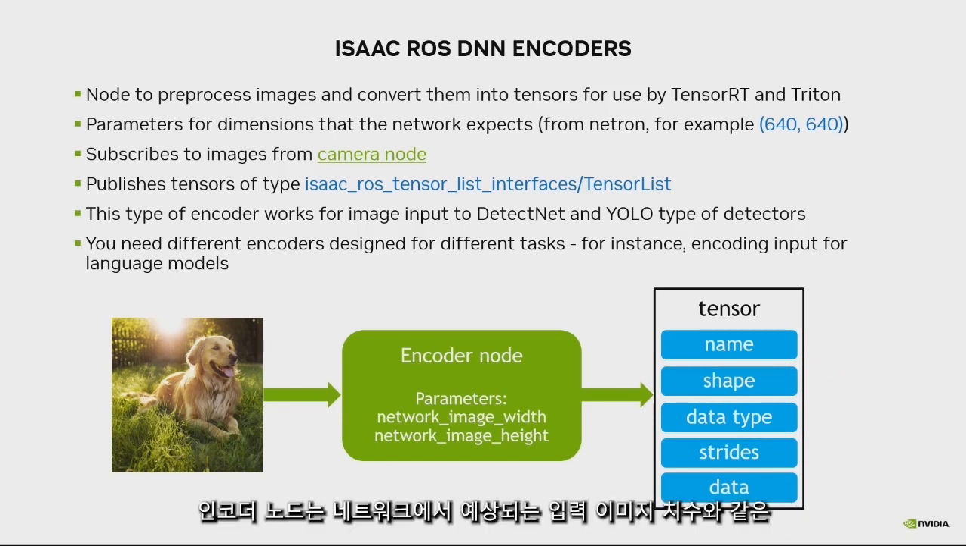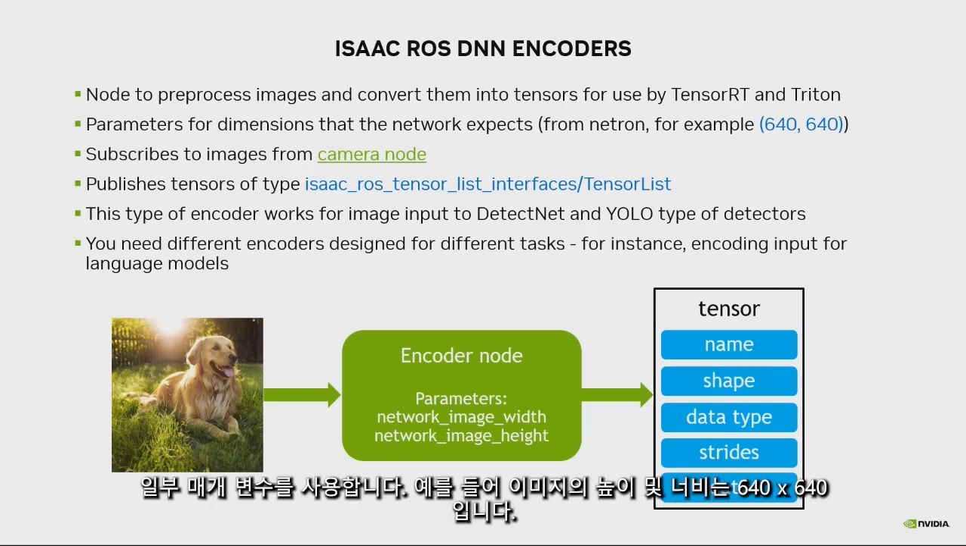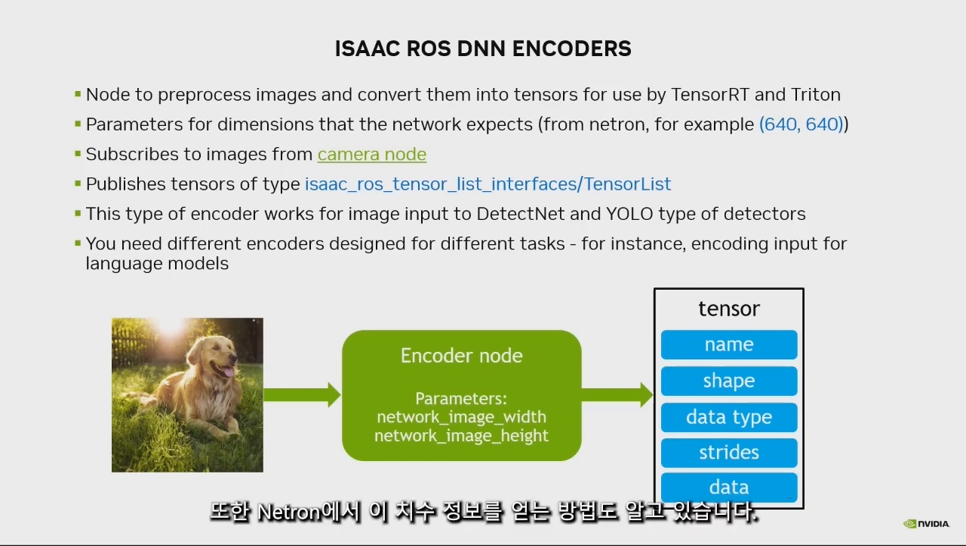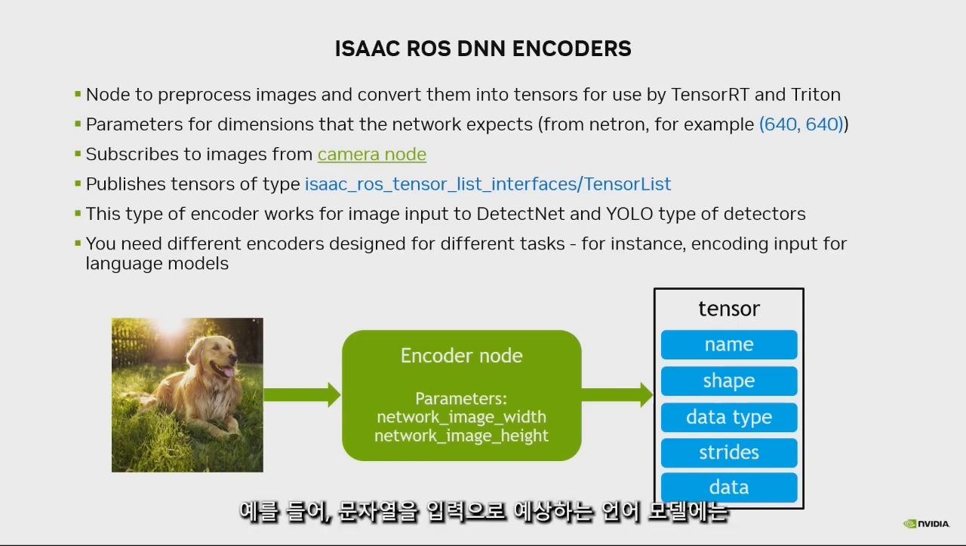The encoder node takes some parameters like the input image dimensions expected by the network, for example 640 by 640 for image height and width. We also know how to get this dimension information from Netron when we talked about visualizing our model earlier. One thing to note here is that Isaac ROS currently only provides an image encoder which is appropriate for vision models like detection and segmentation that take images as input. This encoder cannot be used as is for a language model that expects strings as input, for example.